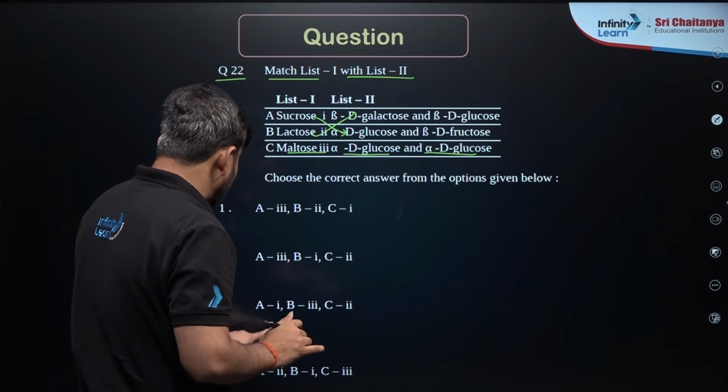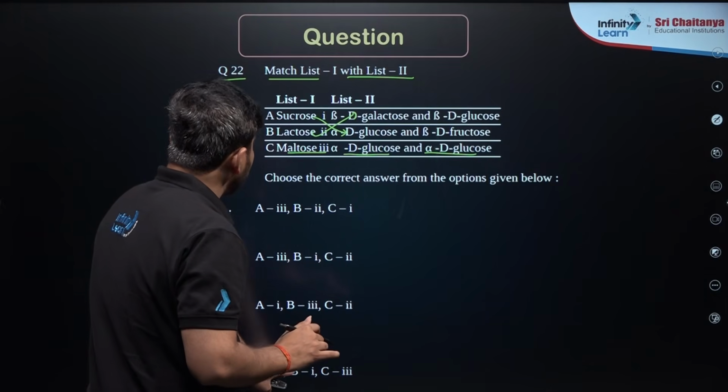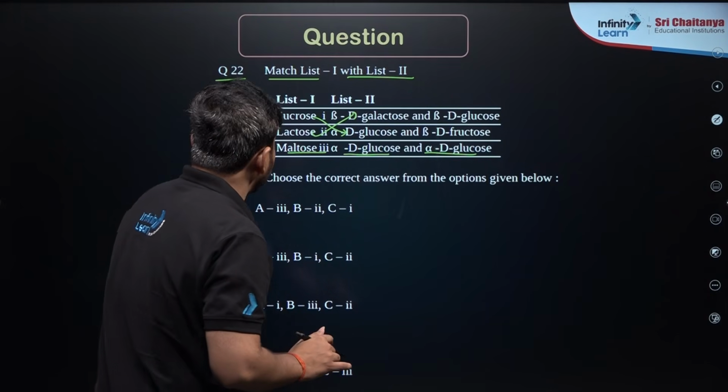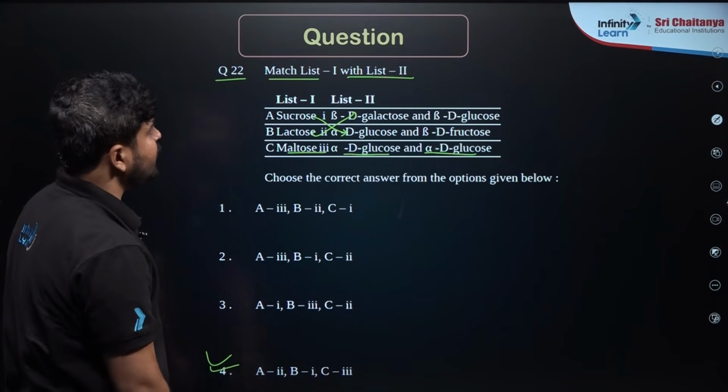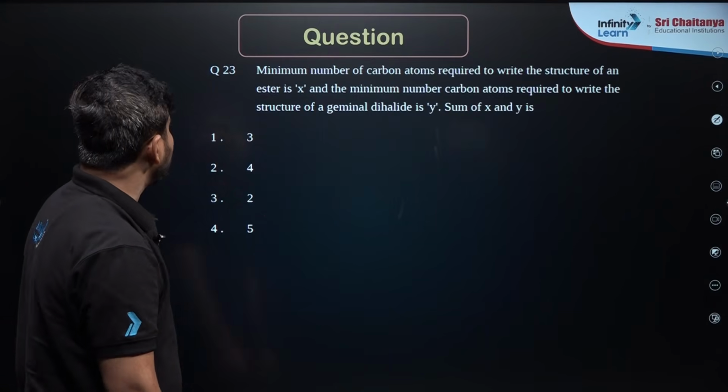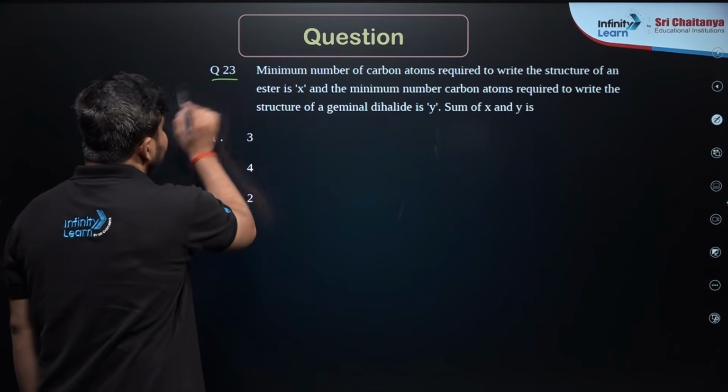A is going to match with the second one, B is going to match with the first one, C is going to match with the third one. So which one is the correct option? The fourth one is the correct option of this question. Now I am coming to question number 23.